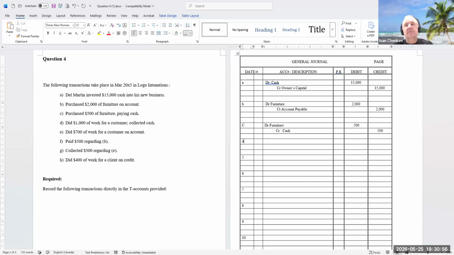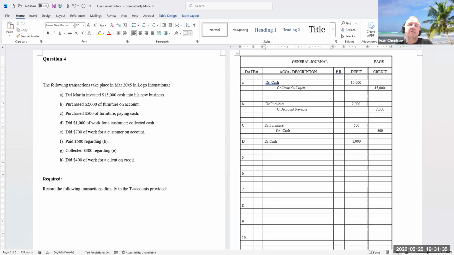Let's go to letter D now. What's happened in letter D? We work for a customer and we collect cash. What does the business get? Cash. So debit is going to be cash. How much does the business get? $1,000. Why did we get that $1,000? Because we provide the services.